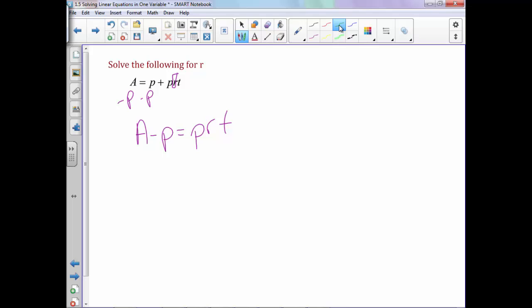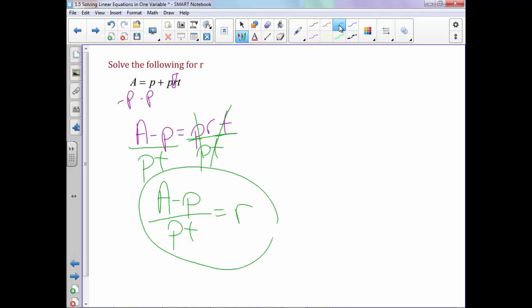Now notice this p and the t are getting multiplied by the r, so we can divide by both of them. Notice they'll cancel out on the right side. And divide by both on the left. So we're just left with a minus p over pt and r on the right side. Now notice r is by itself.